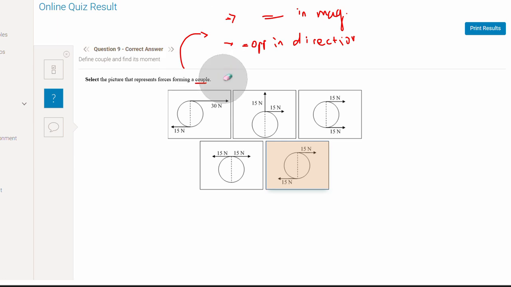Actually, they have to be parallel and non-coinciding. What does non-coinciding mean? It means that they're not on each other. For example, if you have this force and this force, their lever arms are into each other, they are coinciding. So let's check the options.